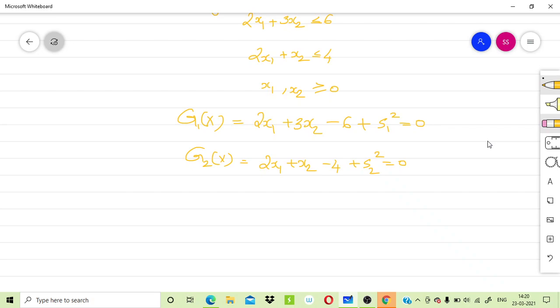In the next step we have to introduce the Lagrangian function. You have to formulate the Lagrangian function, which is a function of x, s and lambda. So L of x, s, lambda will be equal to f of x minus lambda 1 g1 of x minus lambda 2 g2 of x.